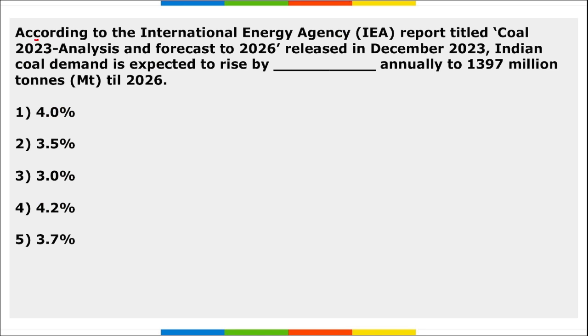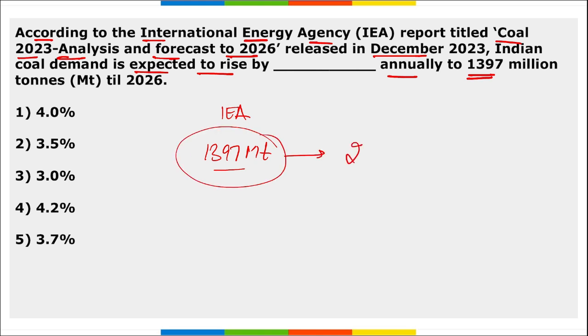First is, according to the International Energy Agency, IEA, report titled Coal 2023 Analysis and Forecast to 2026. This was released in December. Indian coal demand is expected to rise by 3.5% annually to 1,397 million tons till 2026. Right? This is the demand that is being expected by 2026 for the Indian coal sector.